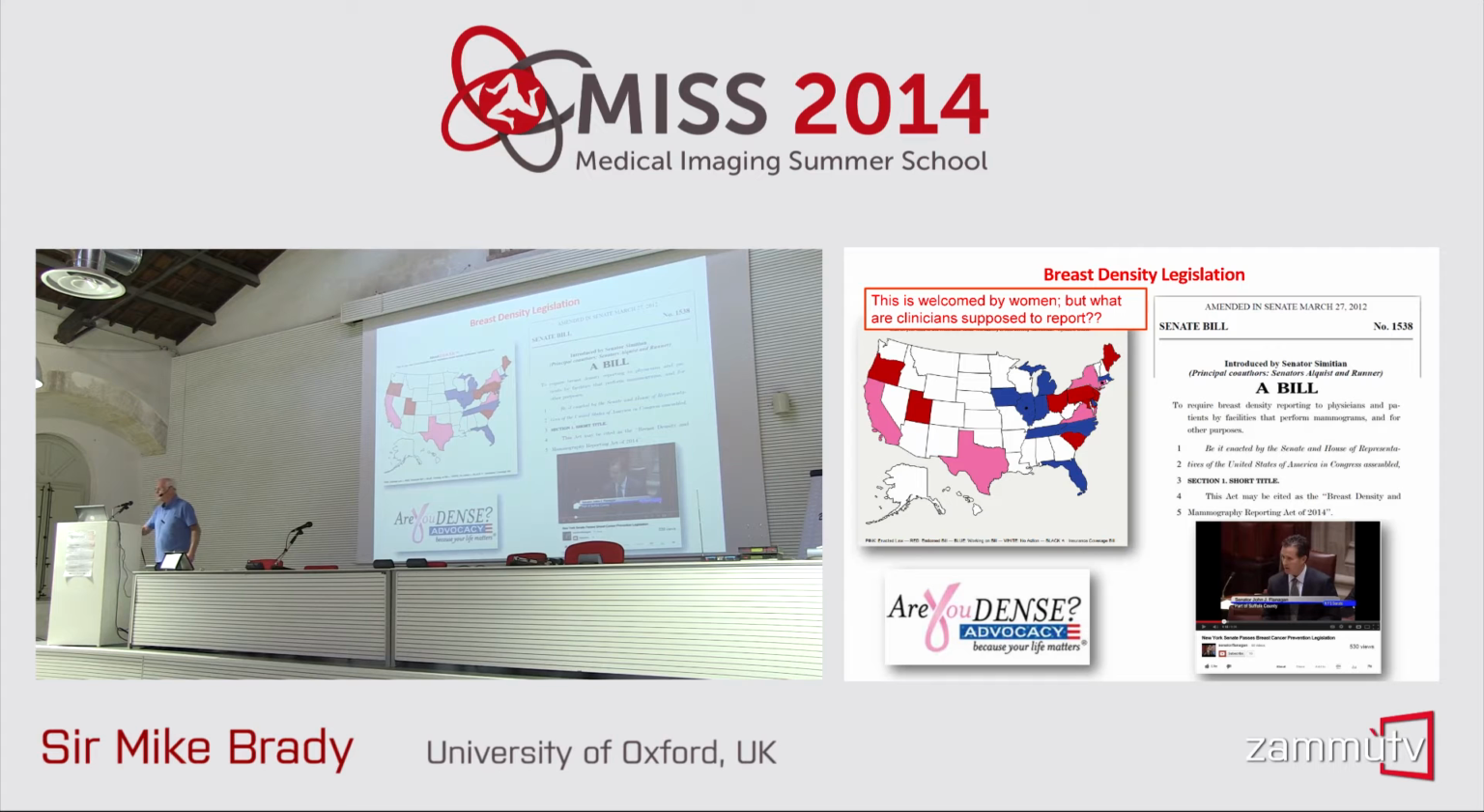The only problem is, what are clinicians supposed to report? If they've got these perceptual classifications, how the hell do you give a woman a number? What are you going to do when somebody comes and sues you because you told her she was BI-RADS classification 2 and she gets a tumor? Right? Our dear American cousins have got some wonderful things, but lawyers is not one of them.